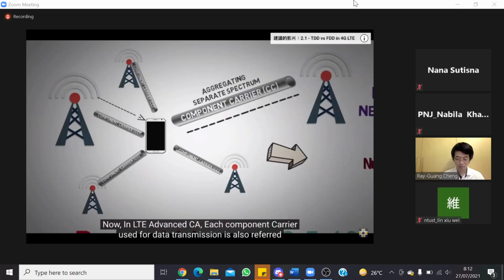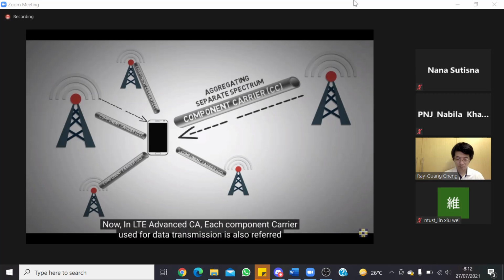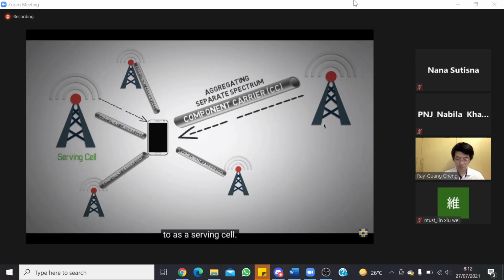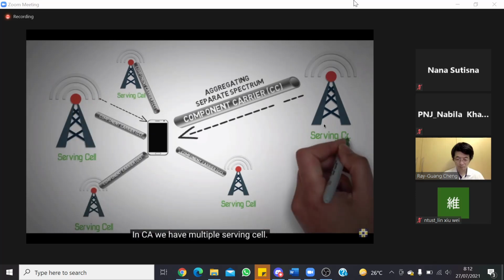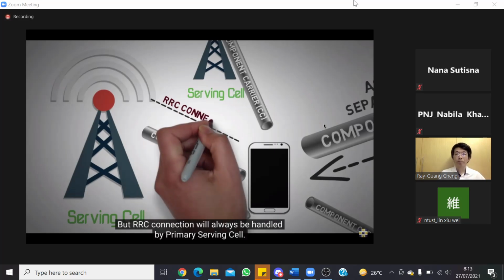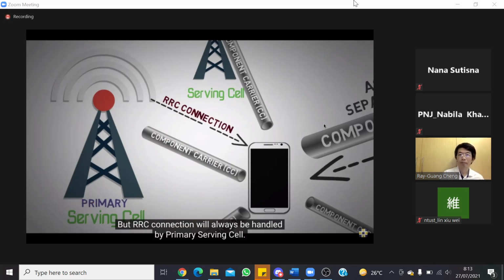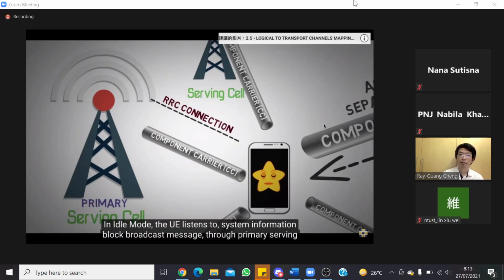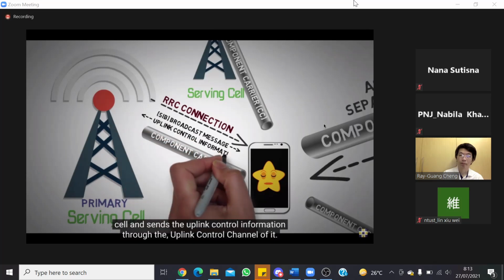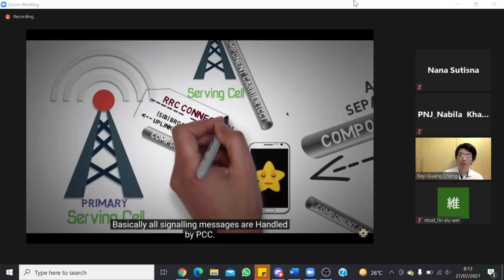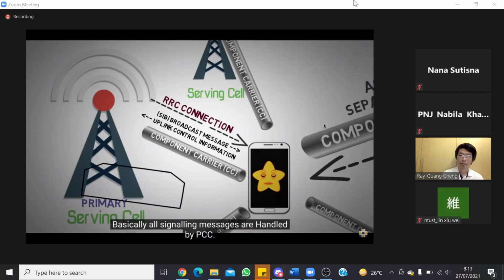Now, in LTE Advanced CA, each component carrier used for data transmission is also referred to as a serving cell. In carrier aggregation, we have multiple serving cells, but the RRC connection will always be handled by the primary serving cell. In idle mode, the UE listens to the system information block broadcast message through the primary serving cell and sends the uplink control information through the uplink control channel of it. Basically, all signaling messages are handled by the PCC.